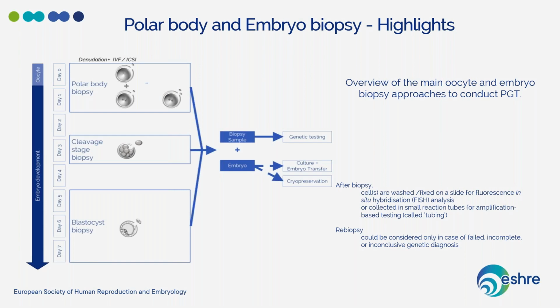The biopsy procedure consists of two main steps: creating the zona opening and then removing polar bodies or embryonic cells, which is the actual biopsy procedure, and mostly used is the method of aspiration. Then fixing on a slide or tubing the biopsied samples. Rebiopsy could be considered only in the case of failed, incomplete, or inconclusive genetic diagnosis.